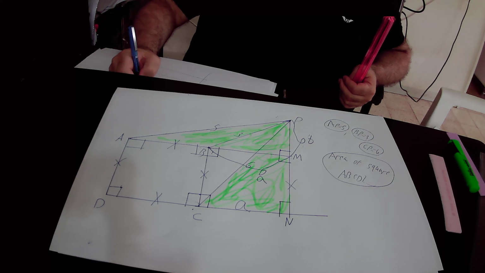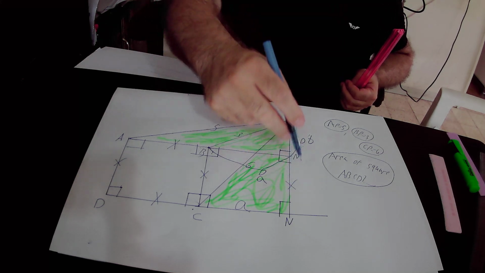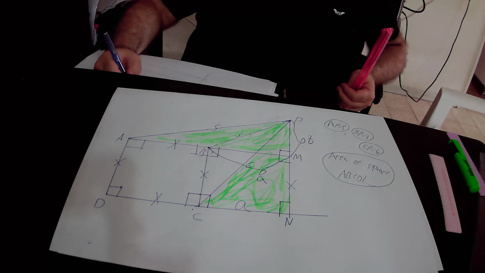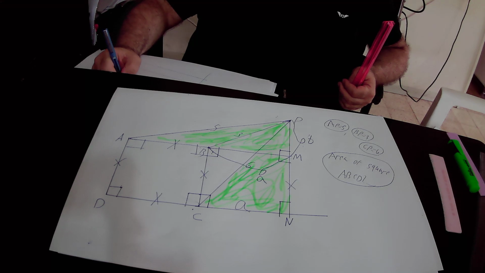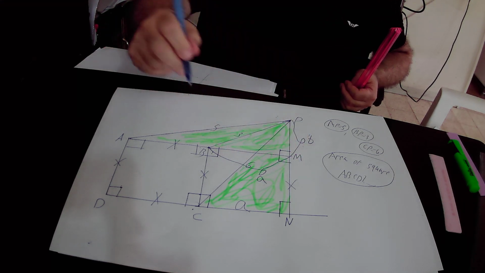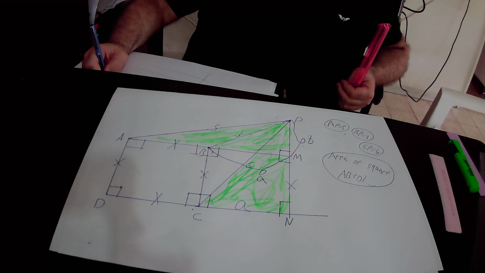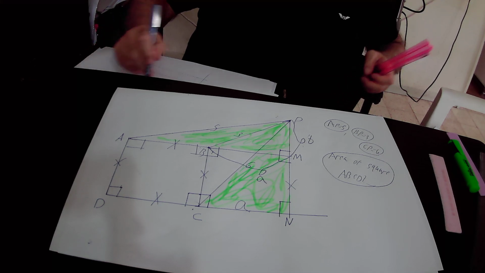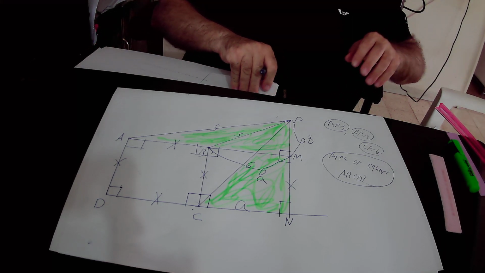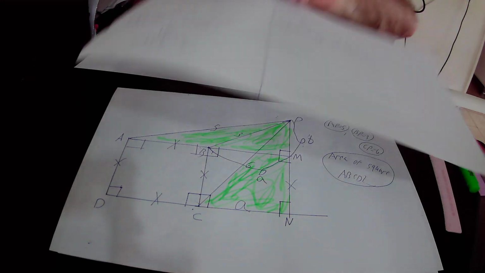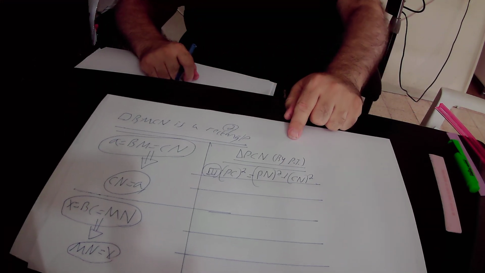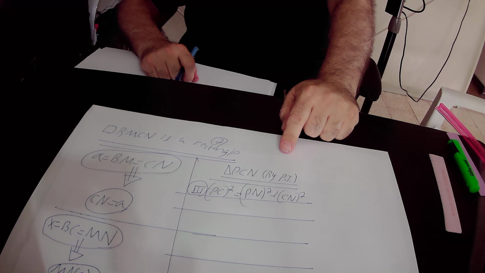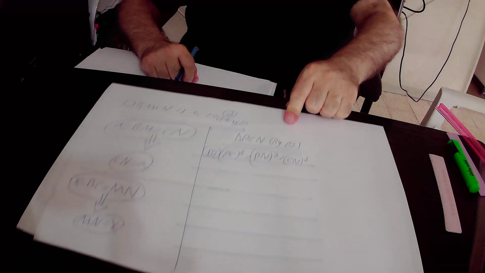And it must be equal to the sum of the squares of the perpendiculars, that is to say, it must be equal to PN squared plus CN squared. Repeat again: in right triangle PCN, according to the Pythagoras theorem, we get that PC squared equals PN squared plus CN squared.